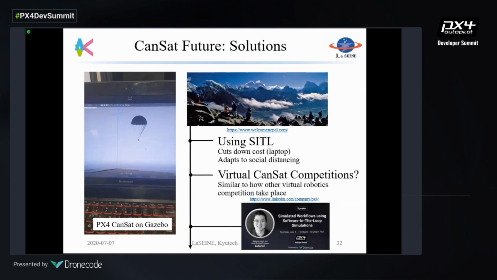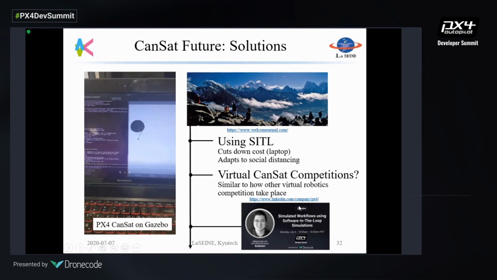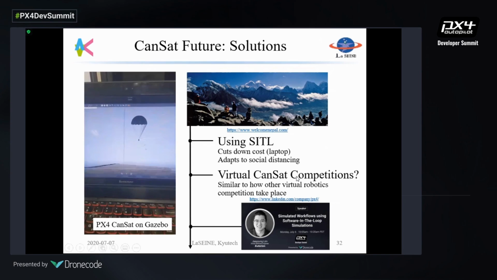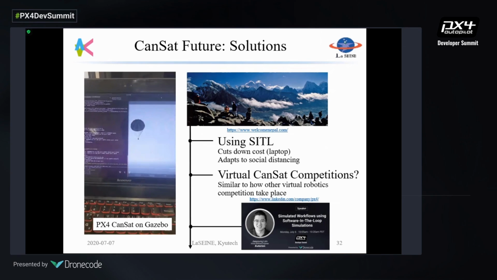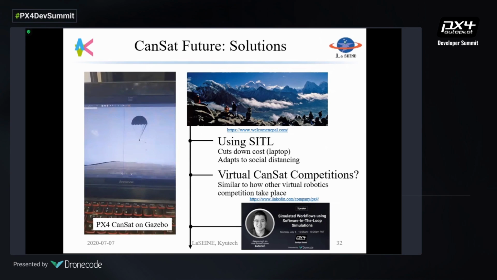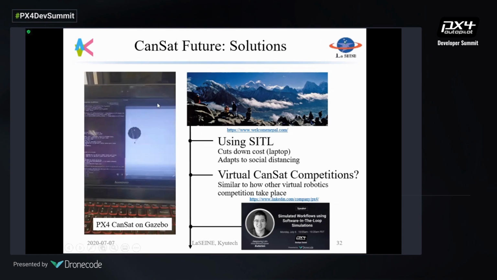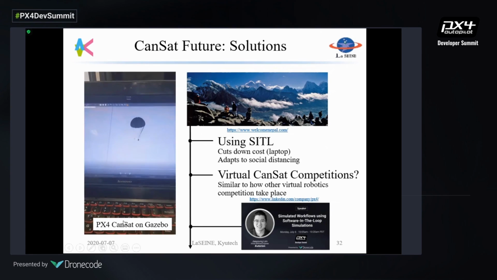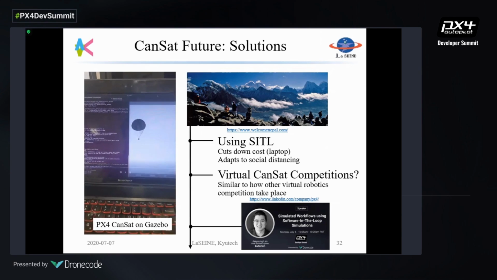One of the things that Jay from PX4 and I have been working on, basically he's been doing the work, is software-in-the-loop simulation. So that's a game changer, I think. All you need is a laptop, and you can program and then run that program on the simulation. In this case, it's Gazebo using PX4, and that allows us to adapt to social distancing as well.